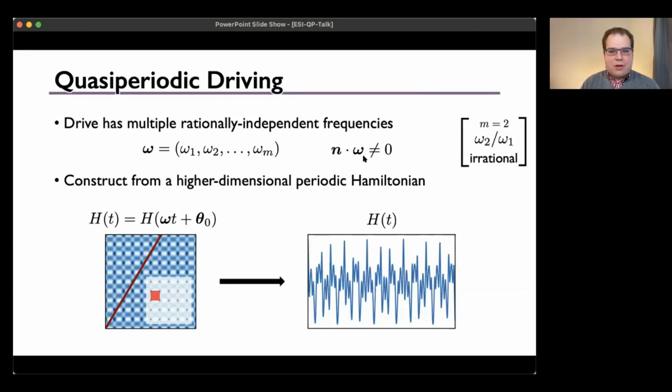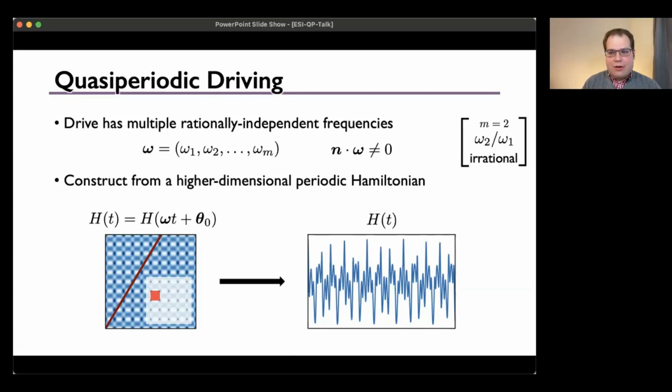For the purposes of this talk, I'm basically going to reduce everything to the two frequency case, where you can just think of the ratio of these frequencies as being irrational. And one way we're going to construct this Hamiltonian is by thinking about it in a higher dimensional space, where there's some sort of higher dimensional object which lives on a periodic lattice, and we're going to take a cut through that periodic lattice at an irrational angle.